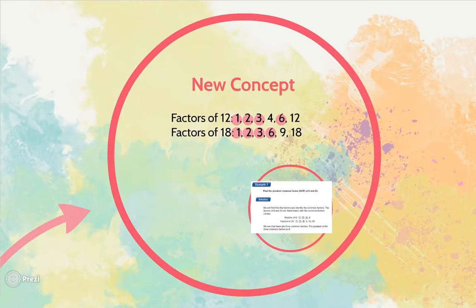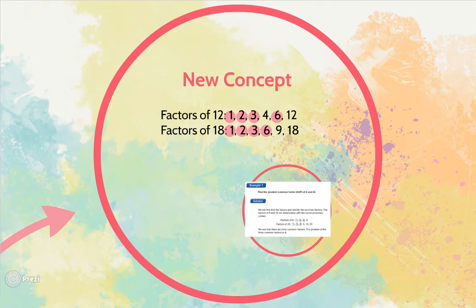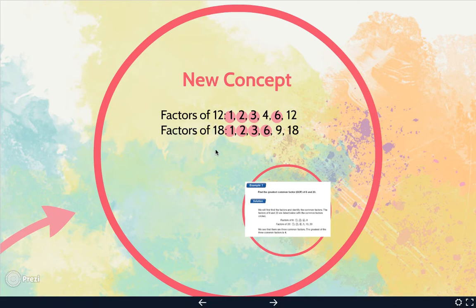All right. Here's our concept. The greatest common factor of a number is basically what you do is you take two numbers. For example, we're going to take the number 12 and the number 18. And what we're going to do is lay out all their factors. So we have 1, 2, 3, 4, 6, and 12 for 12, and then the factors of 18 are 1, 2, 3, 6, 9, and 18.